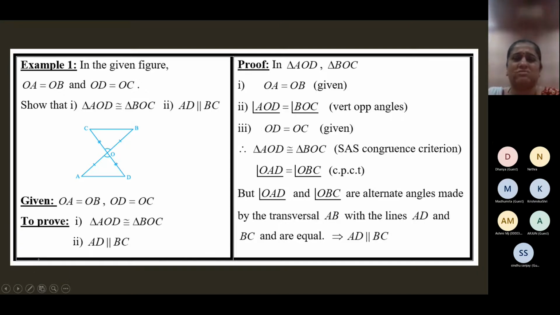There is nothing special, it is simply remembering in some way, that's all. I'll tell you again, OA is equal to OB is one piece of information and OD is equal to OC is the other one. See here, these two. If you can't make out the order, how do I name the triangles?